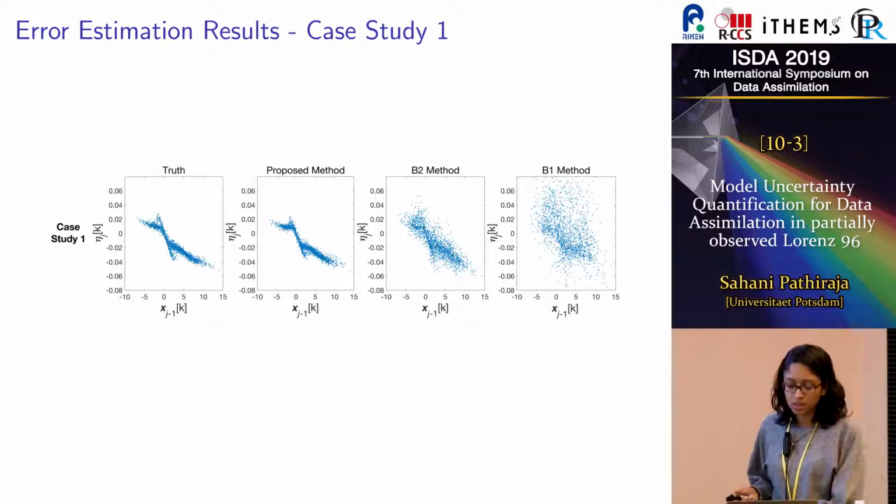And obviously, you can see the proposed method reflects the true error structure much more closely than any of the more simple benchmarks. In particular, the analysis increment method performs relatively poorly because it also includes errors associated with the actual assimilation process. So for instance, the suboptimality due to inflation, etc.